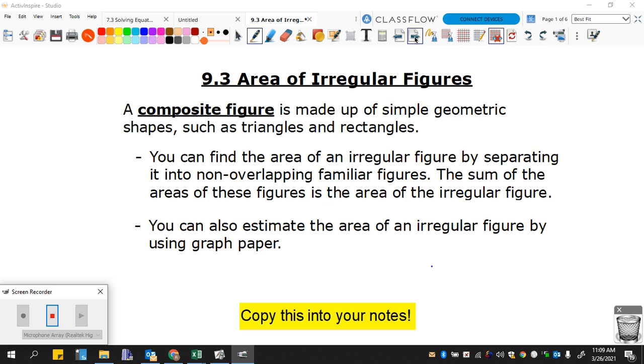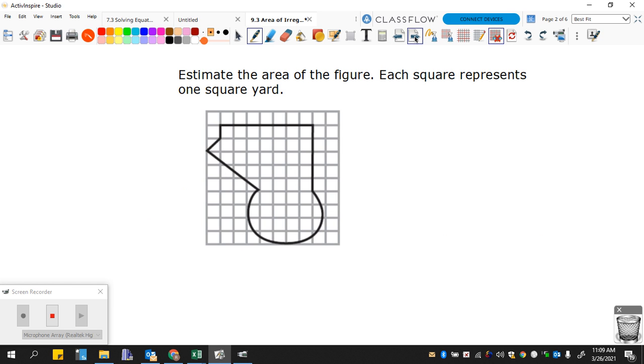All right, so this first figure, you notice it really doesn't have very good simple figures. You could potentially divide it up into triangles and trapezoids and an oval, but nothing that's really easy. So we're going to just count the squares, and each square is a square yard. So we're just going to count them.